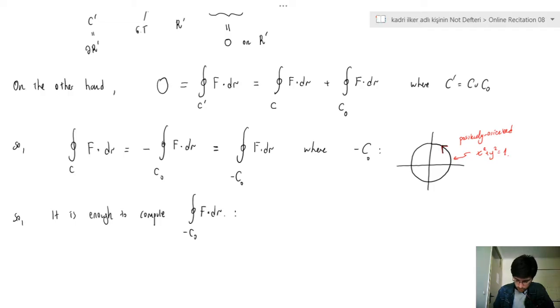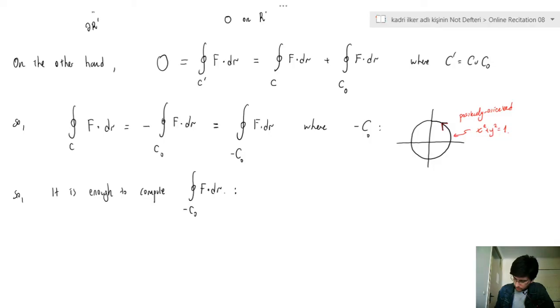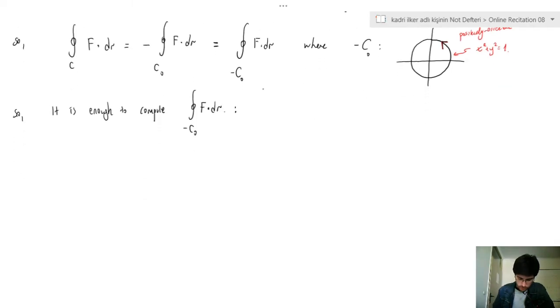So let's compute. This is not that hard because you can easily parameterize it. Just use direct computation with the obvious parameterization. You have a circle, so the parameterization is x equals cosine t, y equals sine t, and t runs from 0 to 2 pi.